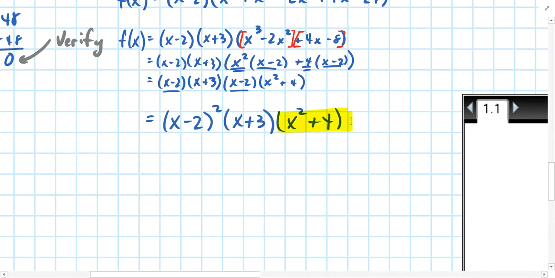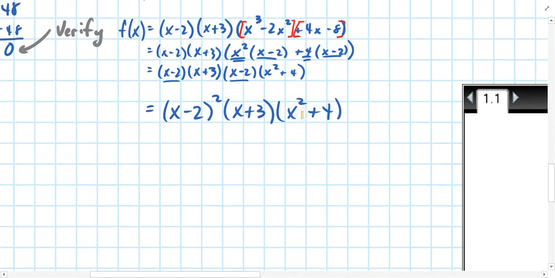I'm not going to bother factoring any further because I know that this cannot be factored. There are no two binomial groups that will multiply together to equal x squared plus 4 with real number components. If this had been x squared minus 4, that's a different story. That may be something you're familiar with, but x squared plus 4 cannot be factored.